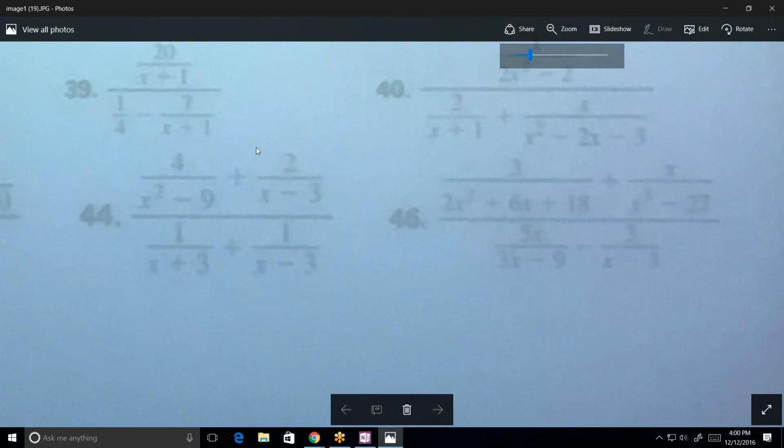Even 46. Well, I'll ask you one more. What's the least common denominator in 44? X plus 3, x minus 3. Good. And that covers all four of them.